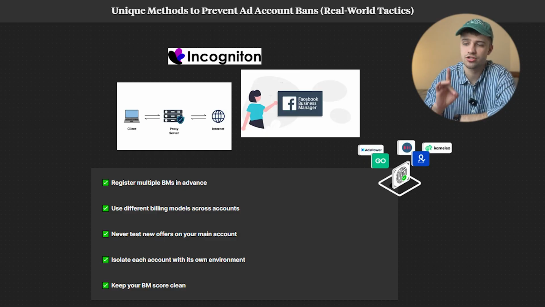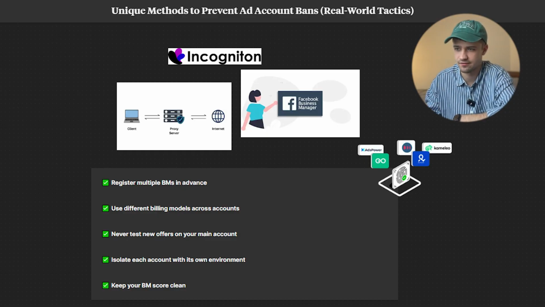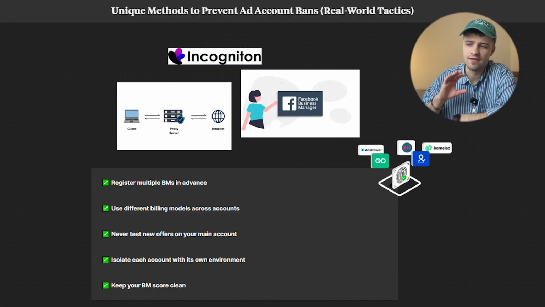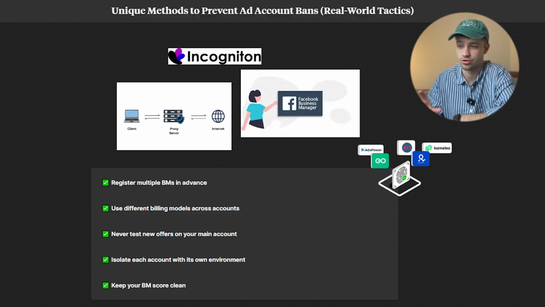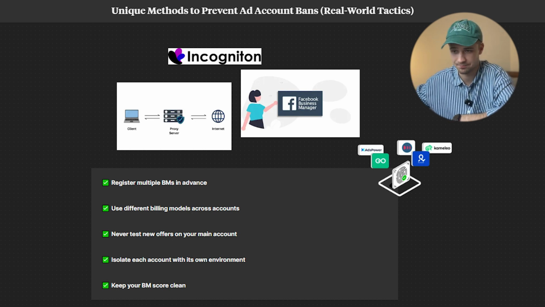First one is register multiple business managers in advance. Don't wait for a ban, always have 1-2 backup ad accounts prepared and verified. Use different billing models across accounts. Have at least one on credit card, one invoice-based, and one prepay. This protects you from billing pattern flags. Never test new offers on your main account. Use burner or gray market accounts to test first, then push to your main.